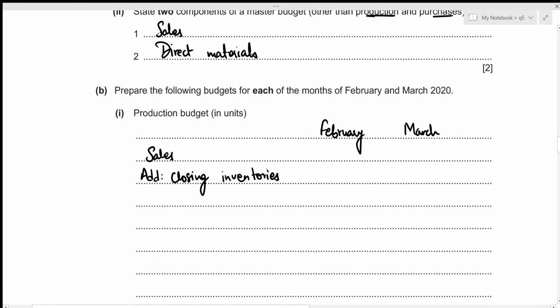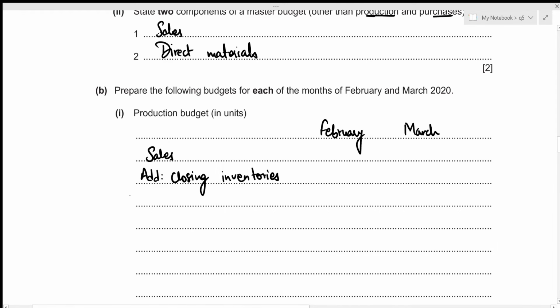And we are adding closing inventories in order to figure out the production budget, because if you're talking about the month of February, then the closing inventories are the units that are produced within this particular month but have not been sold yet, right? So this should obviously be included in our production number of units for the month of February.